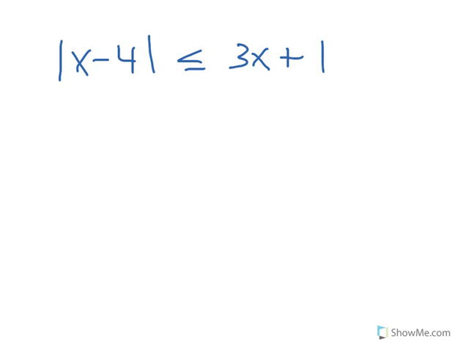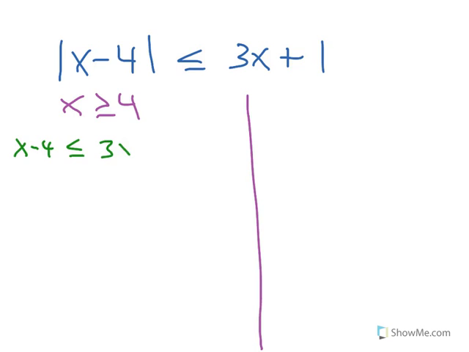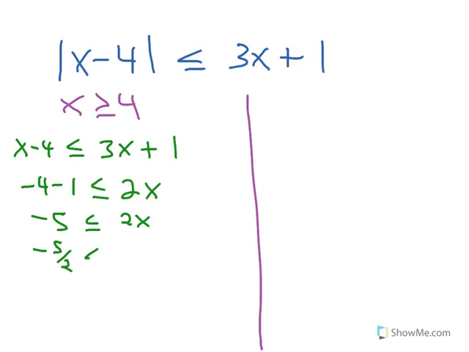So I'm going to split this down the middle and say if x is greater than or equal to 4, this is our first criteria, then we can just drop the absolute values and we solve the equation as if it were an equality instead of an inequality. I'm going to combine the x's, so I get negative 4 minus 1 on this side and 2x on this side, just by simple algebra. This is negative 5 is less than or equal to 2x. So negative 5 over 2 is less than or equal to x, or x is greater than or equal to negative 5 over 2.